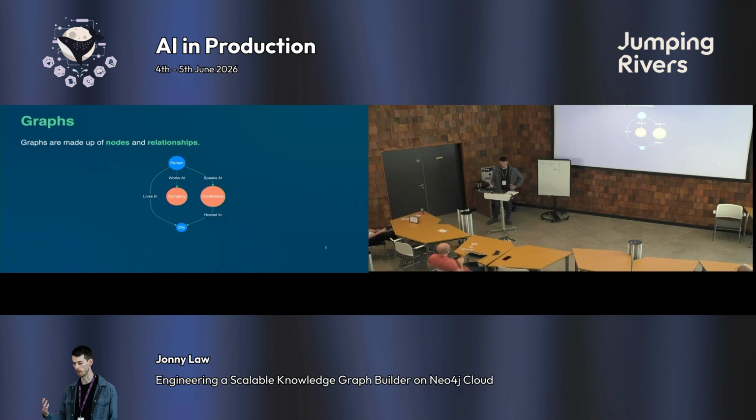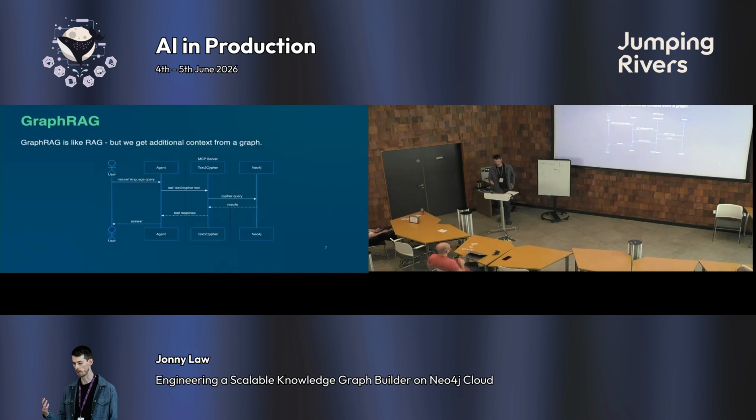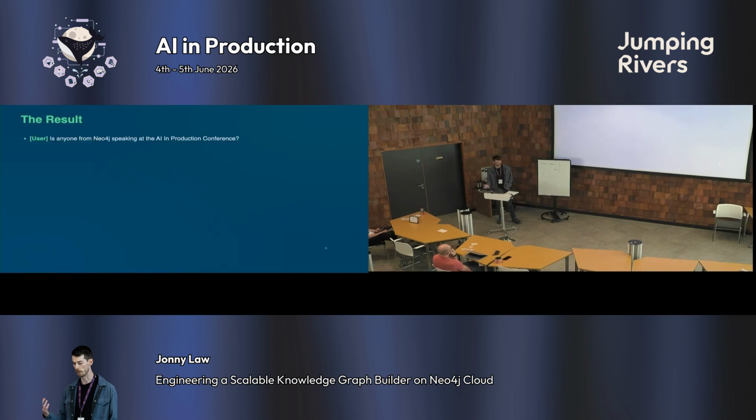And here's a really simple graph schema. We have some nodes inside of it: person, company, conference, city, and we have some relationships between them. And graph RAG is kind of just like RAG, but we get this additional graph context. We understand how these entities are related. We can extract entities from the documents and we can traverse it. And because we're Neo4j, the world's leading graph database, we're able to provide that really high-level, production-ready graph for you to query.